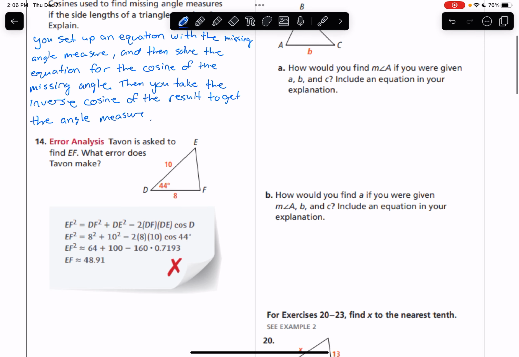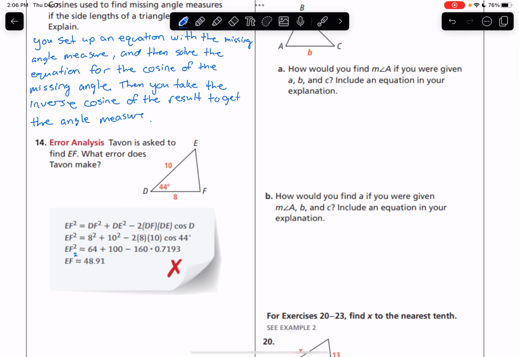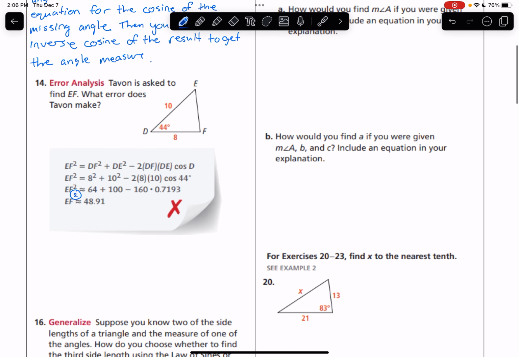Number 14, Tevan is asked to find EF. What error did Tevan make? So when he was going through, he ended up dropping off the squared that was supposed to be there. So he's still left with EF squared instead of the length of EF. So he forgot to take the square root. Tevan forgot to take the square root of the answer, which is about 6.99.